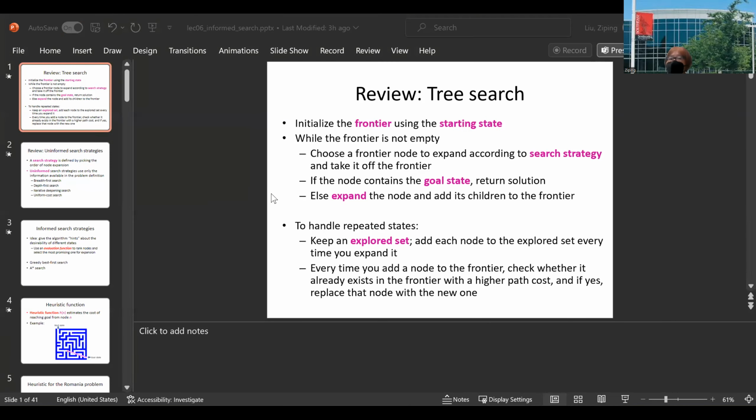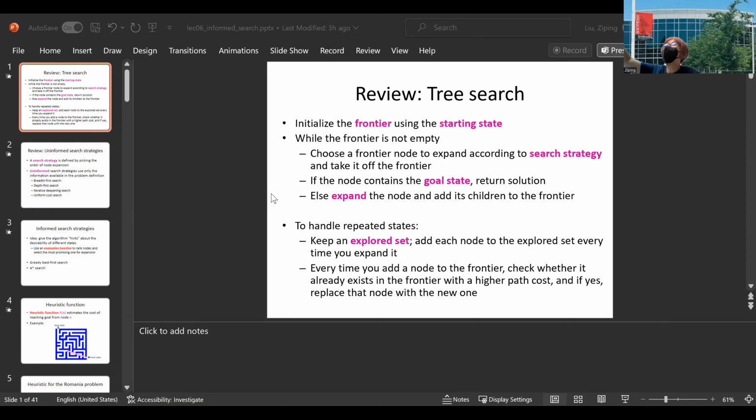So we already discussed search. And in the last class, we discussed tree search. We initialize the frontier using the starting node. And for tree search, if the frontier is not empty, you choose a node from the frontier to expand. But according to what? According to the search strategy.